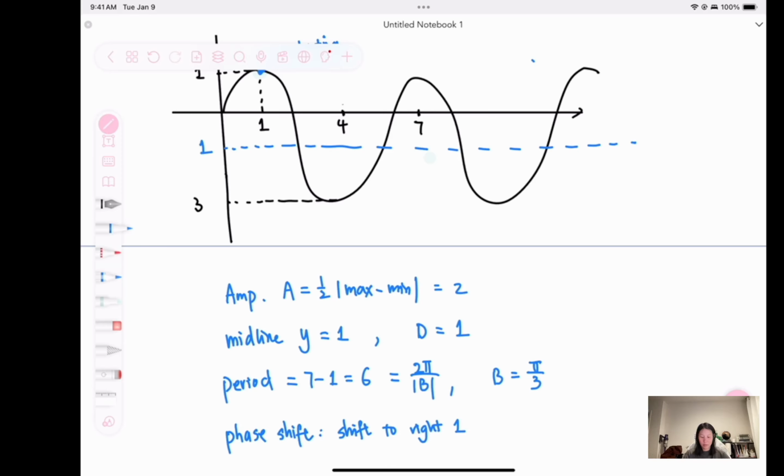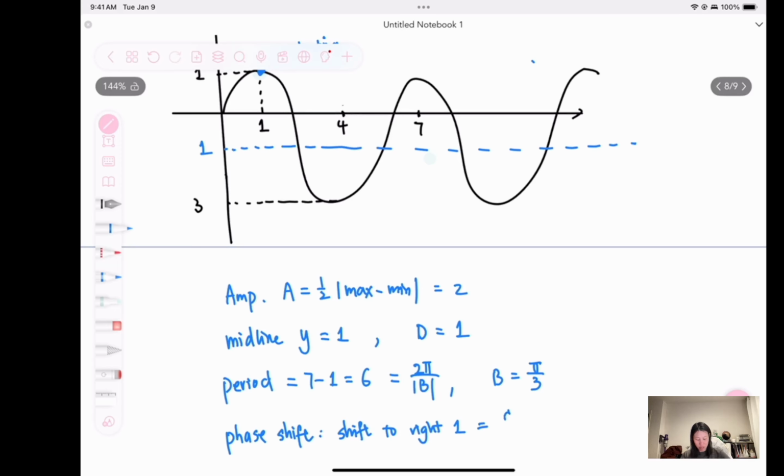Okay, they shift right by 1. And we know that the phase shift is equal to c over b. And b is equal to pi over 3. So c divided by pi over 3 gives us 1. Then we can solve for c, which is equal to pi over 3.